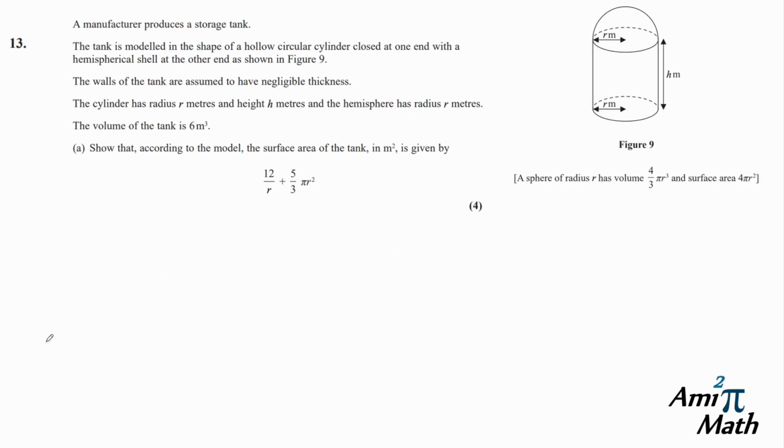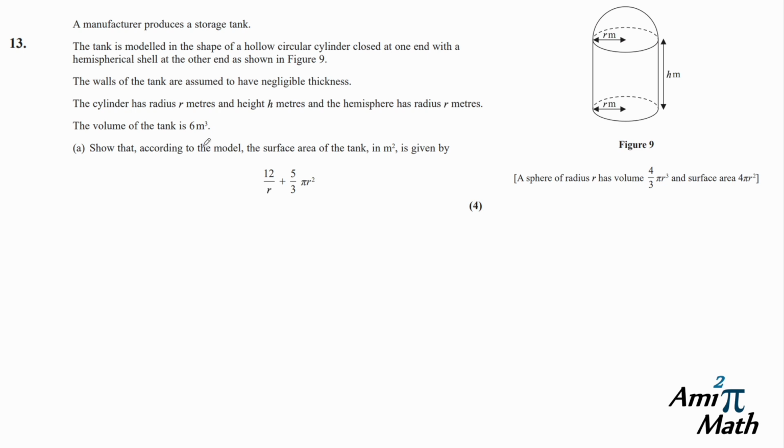A manufacturer produces a storage tank. The tank is modelled in the shape of a hollow circular cylinder closed at one end with a hemispherical shell at the other end, shown in figure 9. The walls of the tank are assumed to have negligible thickness. The cylinder has radius r meters and height h meters, and the hemisphere has radius r meters. The volume of this tank is 6 meters cubed. Show that according to the model, the surface area of the tank in meters squared is given by 12 over r plus 5 over 3 pi r squared.